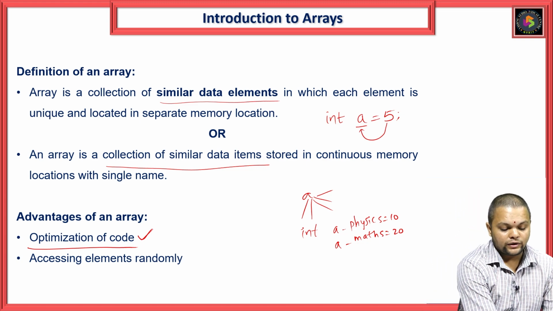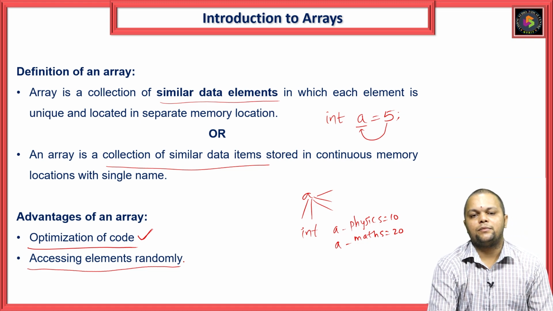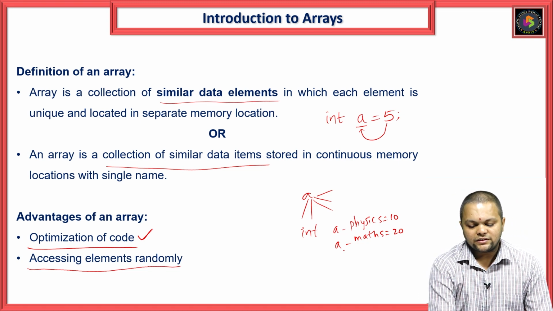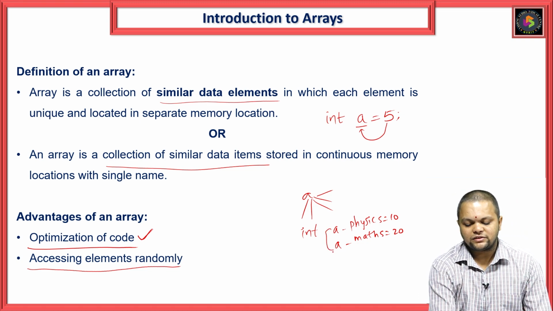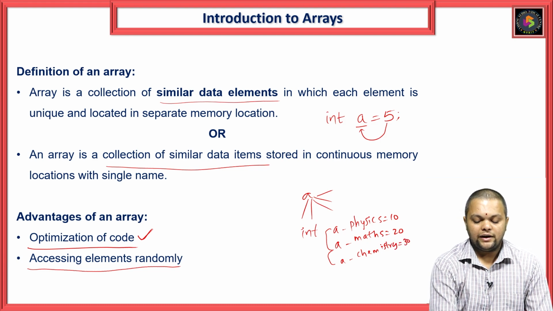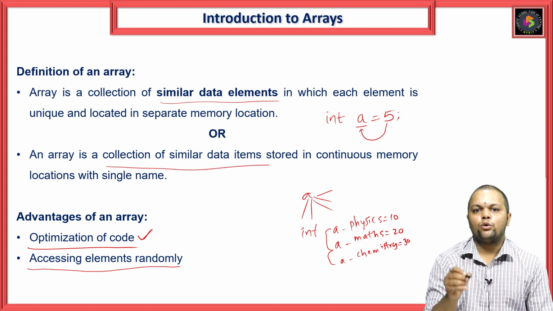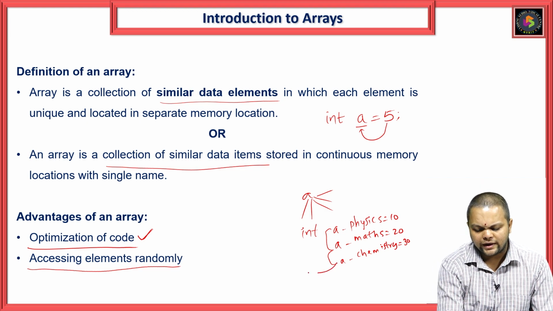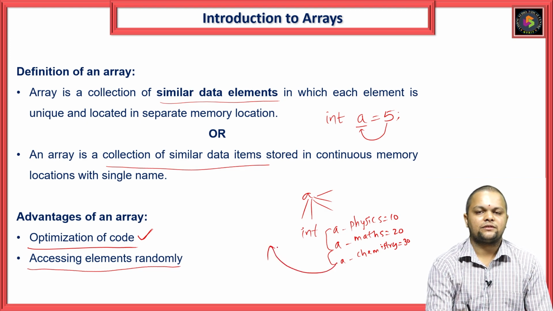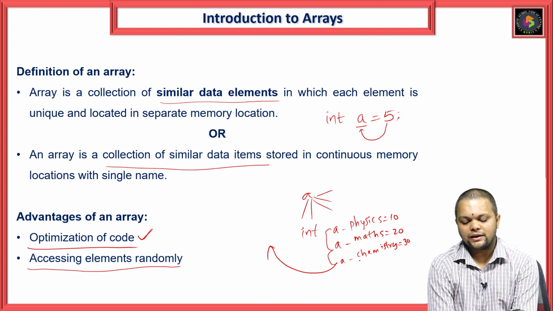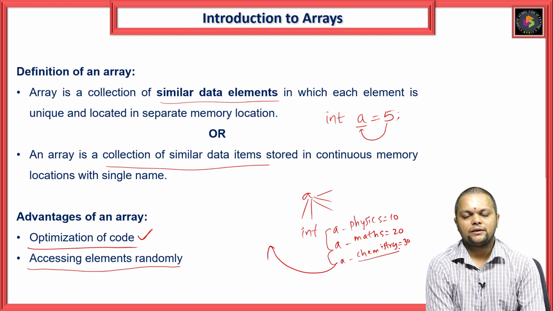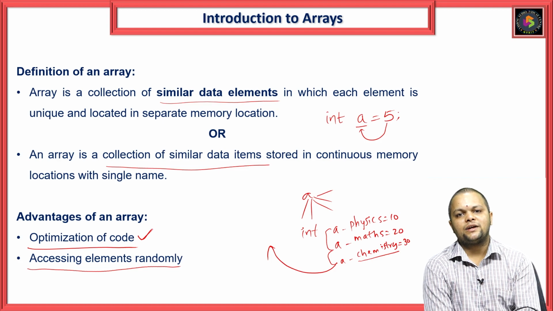And if I want to access the elements randomly, likewise, if I am creating physics, maths, chemistry, n number of subjects or 10 to 20 subjects, and I want to access only a particular one, say chemistry, I can access it directly using the name of that subject. But in an array, how to access that, we'll see now.